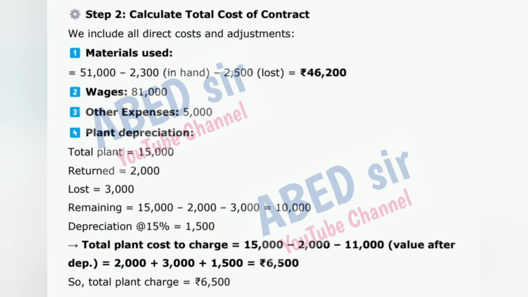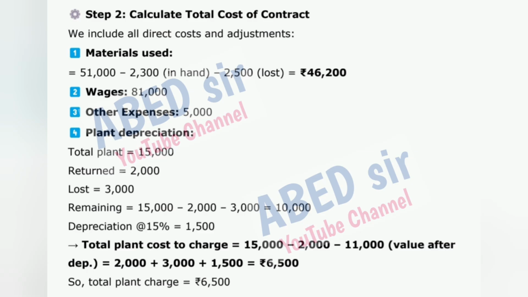1. Materials used is equal to 51,000 minus 2,300 in hand minus 2,500 lost is equal to 46,200 rupees. 2. Wages 81,000. 3. Other expenses 5,000. 4. Plant depreciation. Total plant is equal to 15,000. Returned is equal to 2,000. Lost is equal to 3,000. Remaining is equal to 15,000 minus 2,000 minus 3,000 is equal to 10,000. Depreciation at 15% is equal to 1,500.